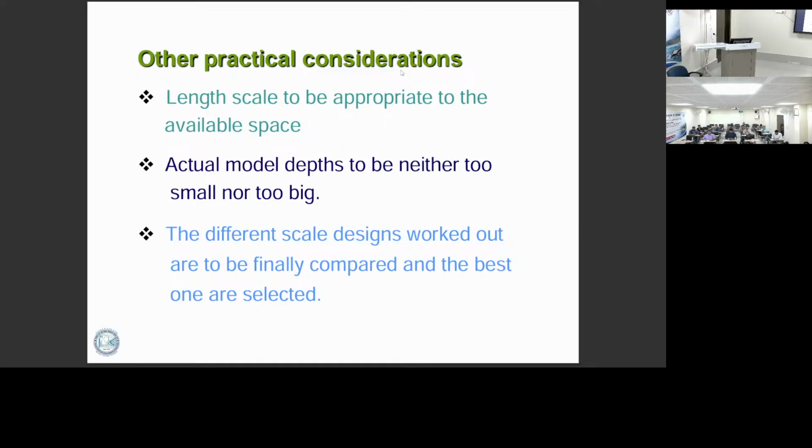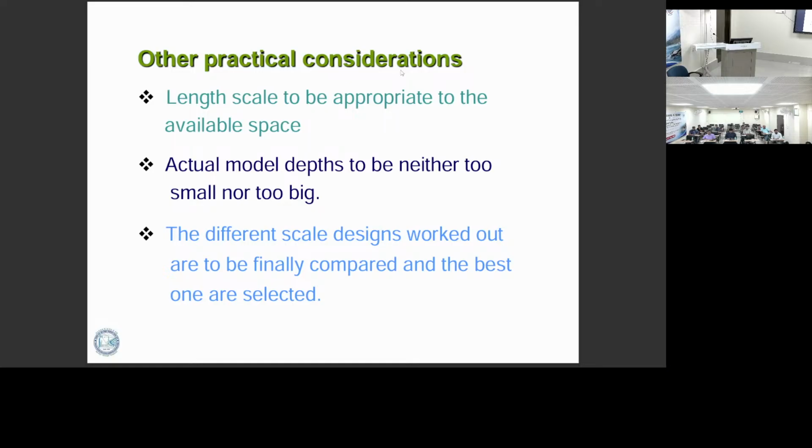Third one is head. Head means you have some upstream level and downstream level of the prototype. So when you convert it to the model, it should not happen that the downstream level of the model is lower than the outlet channel. What happens? If the outlet channel level is more, backwater will be there, so the model will not work. So this head has to be considered. The model is a Froude model.